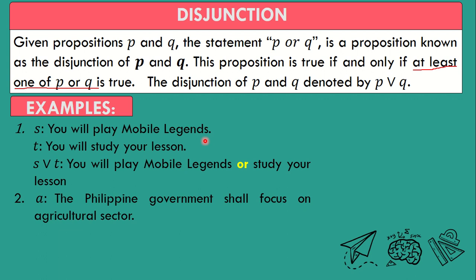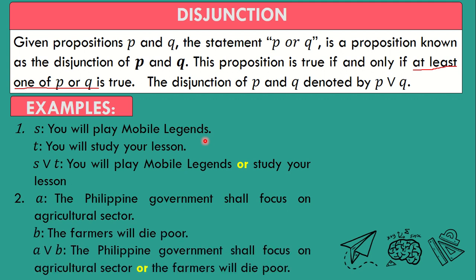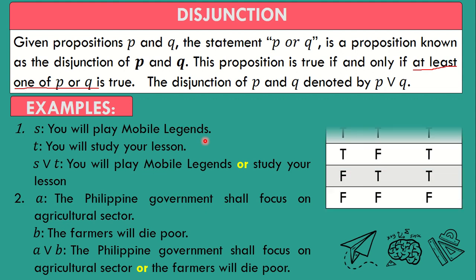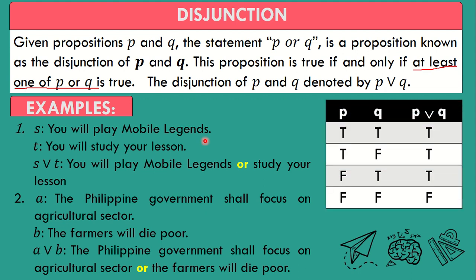There, one: the Philippine government shall focus on the agricultural sector. Two: the farmers will die poor. So if we're going to have the disjunction, the Philippine government shall focus on the agricultural sector or the farmers will die poor. Again, since we have two simple propositions here, we have four cases.